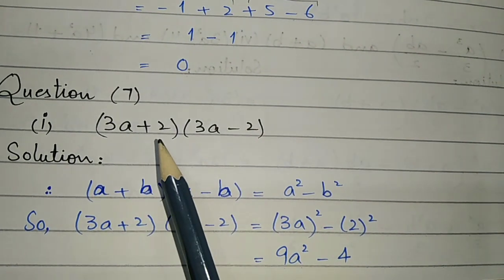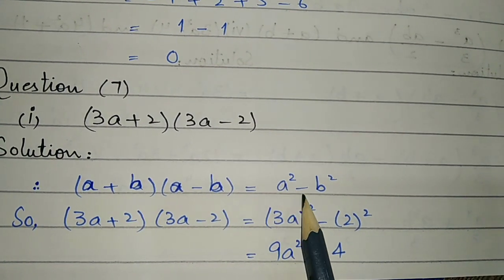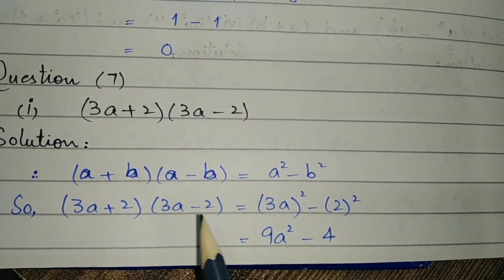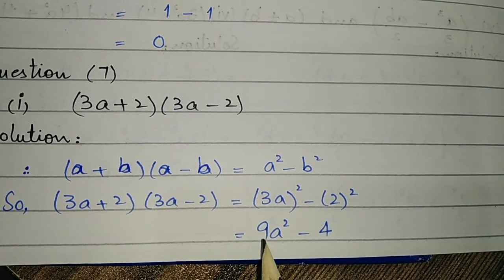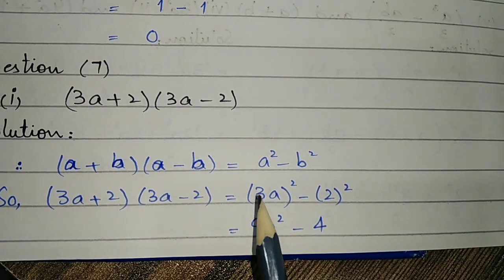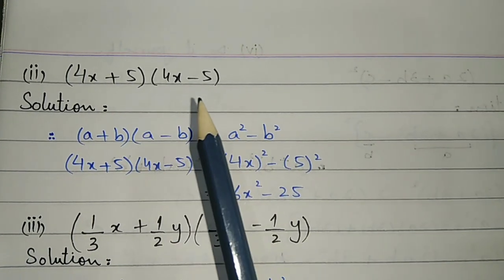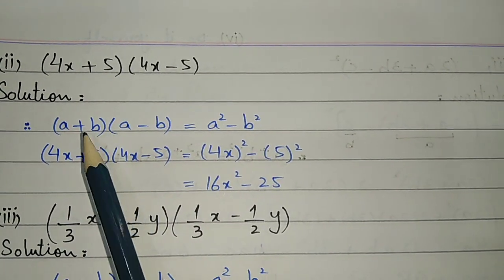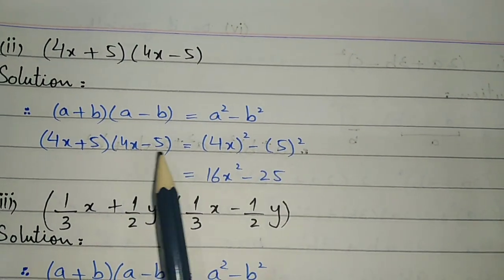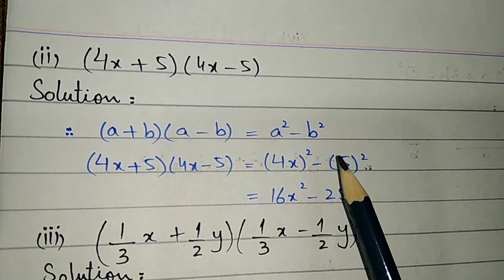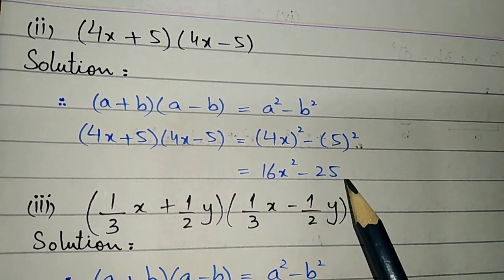The first part is (3a plus 2) times (3a minus 2). We apply the formula (a plus b) times (a minus b) and we get a square minus b square. So it equals (3a) whole square minus 2 whole square, that is 3 square is 9, a square is a square, so 9a square minus 4 is the answer. The second part is (4x plus 5) times (4x minus 5). We apply the same formula: (4x) whole square minus 5 whole square. 4x square is 16x square, minus 25 is the answer.